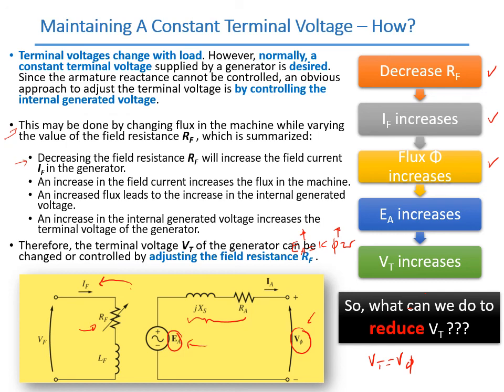Yeah? So if the terminal voltage has changed, then we need to adjust the value of RF to enable us to maintain a constant terminal voltage, which is the output voltage of the generator.